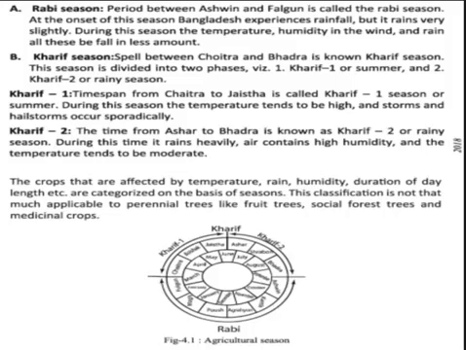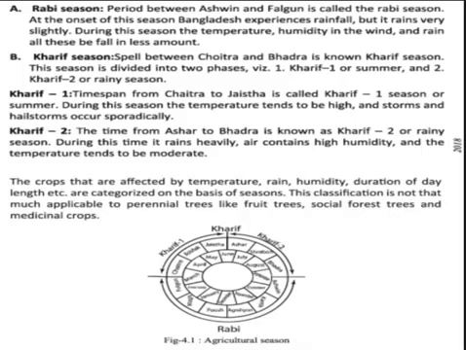The crops that are affected by the temperature, rain, humidity and duration of the length of time are categorized on the basis of the season. That means on the basis of rain, humidity and duration of time, the crops are affected by the temperature, and they are categorized on the basis of season.